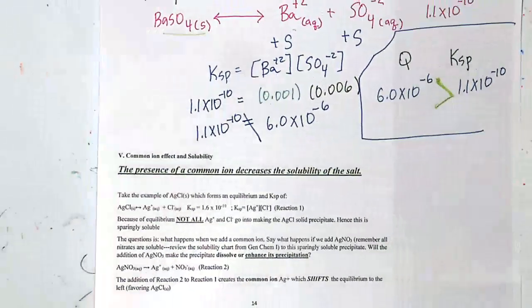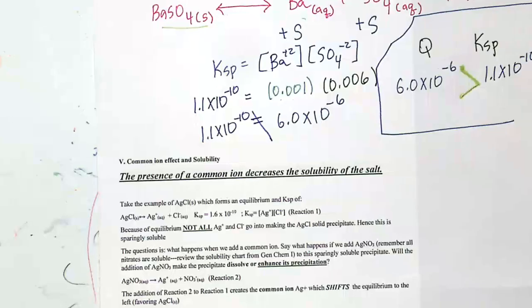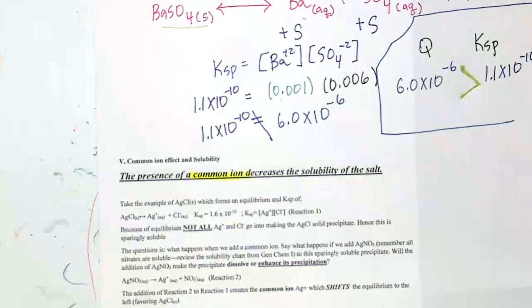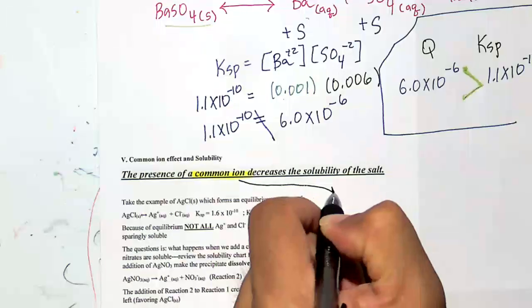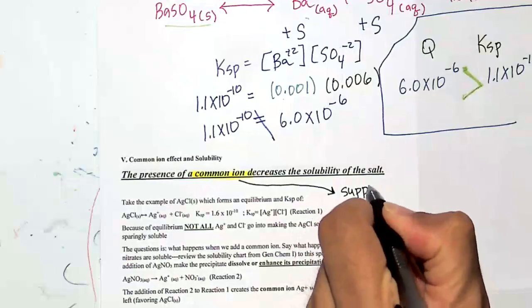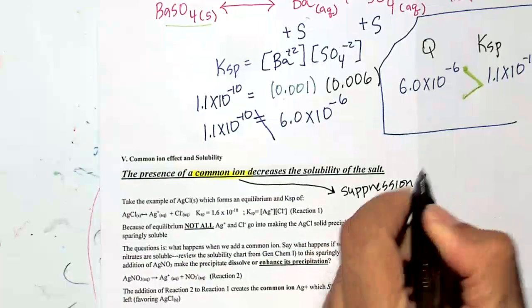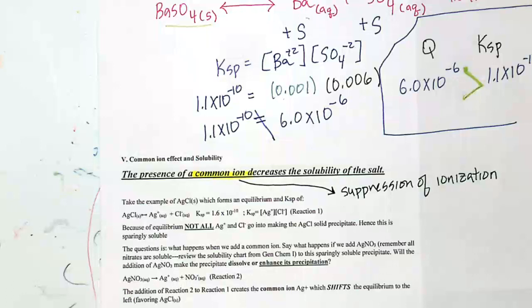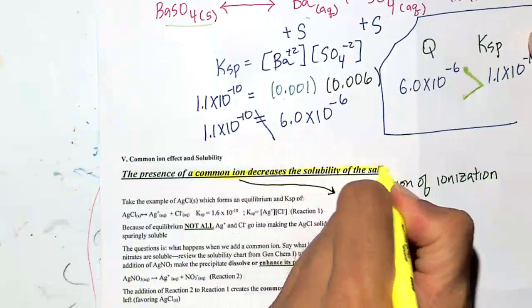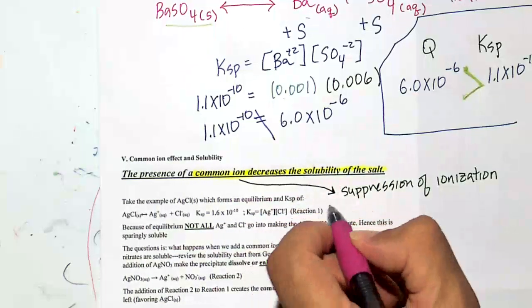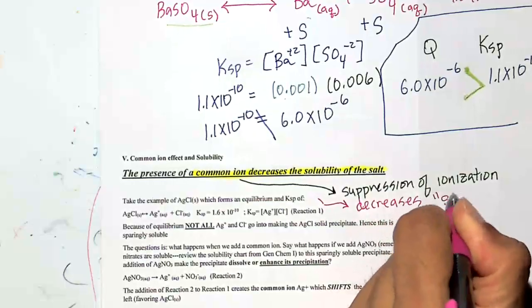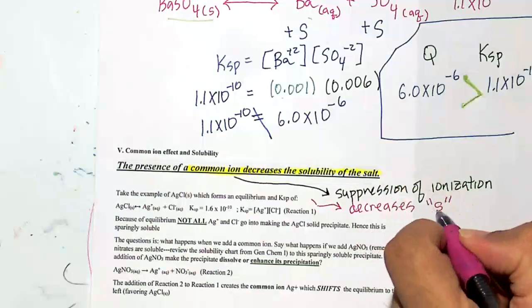All right, finally, the last couple of wrap-up points here is the common ion effect. One thing, I don't know if you remember the very beginning of this chapter, I wanted you to link common ion with suppression of ionization. It also means the suppression of solubility, or it decreases the solubility. I'm going to say decreases S, and here the S stands for solubility.